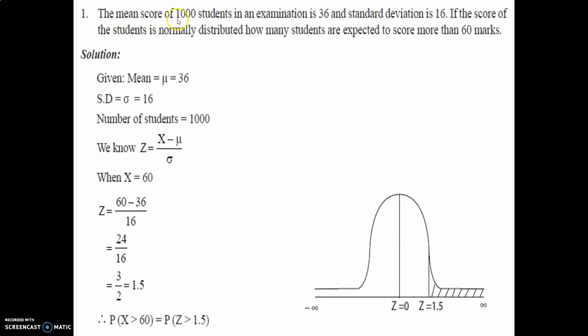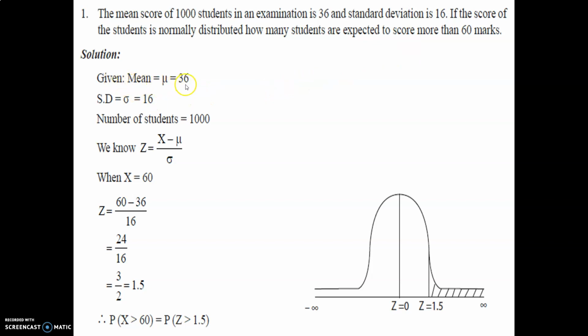Today's lecture is based on chapter number 9 for mechanical engineering students only, that is probability distribution. In the last lecture we discussed the normal distribution. Now we will take a further example based on that. The mean score of 1000 students in an examination is 36 and the standard deviation is 16. If the scores are normally distributed, how many students are expected to score more than 60 marks?